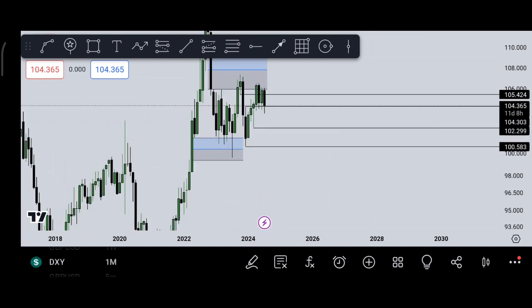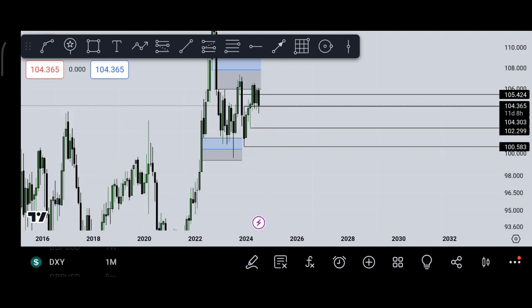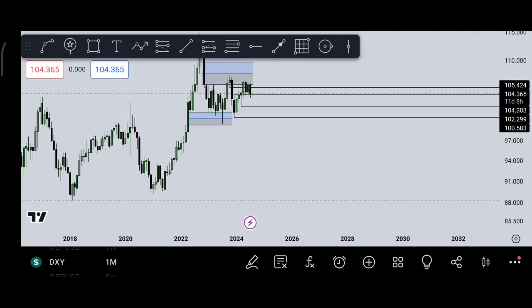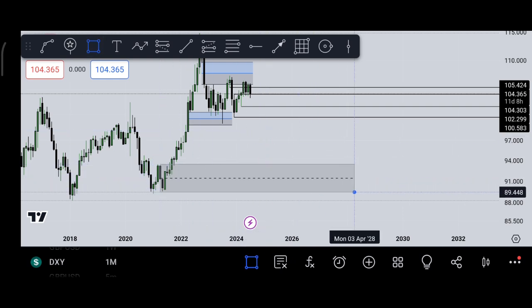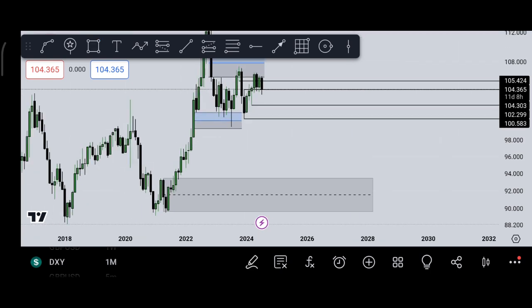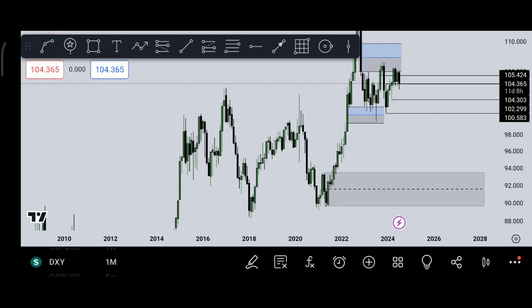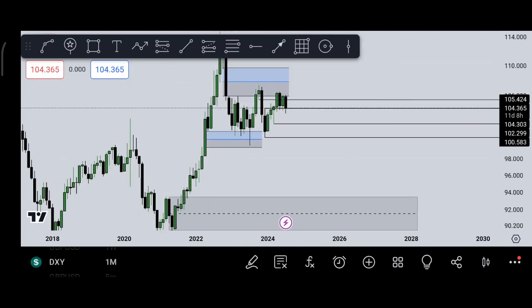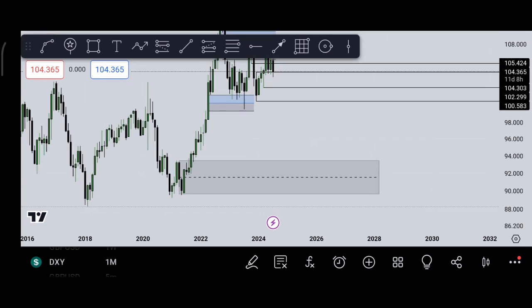If price drops down from here, where will we be aiming? We'll be looking for price to find balance around this area, which is this mitigation block. You can also call it another kind of block, but a mitigation block is just that. Mind you, this analysis is all on the monthly.